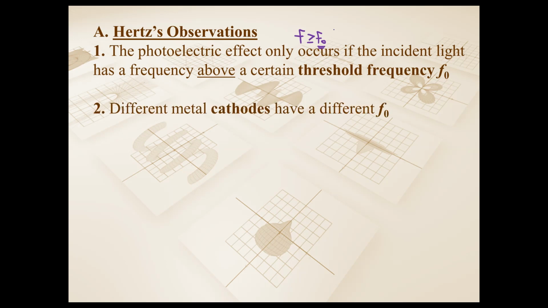Two, different metals have different threshold frequencies. So if you had one metal conductor that was aluminum compared to copper, the minimum amount of light required to make the photoelectric effect occur would not be the same. In fact, you're going to do a lab activity tomorrow or in the next lesson where you need to determine the different threshold frequencies for different metal cathodes. We have an online app we can use to do it.